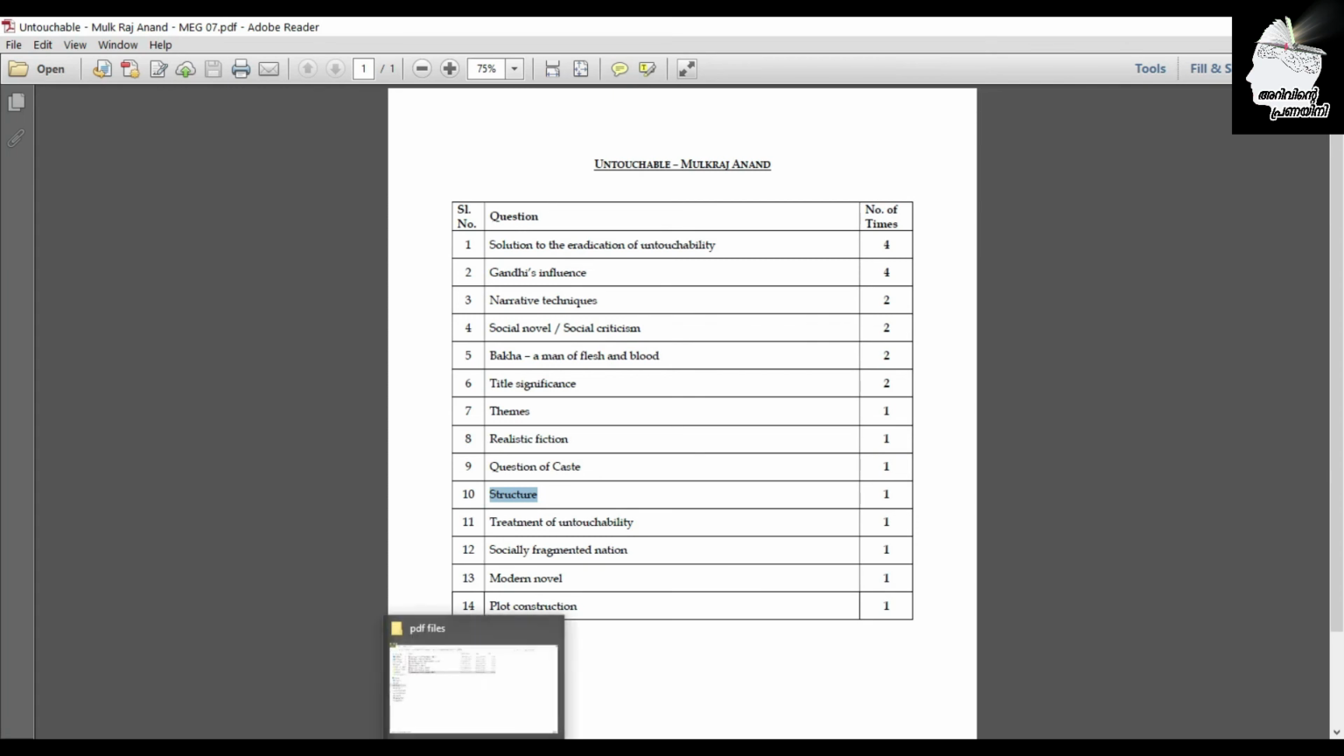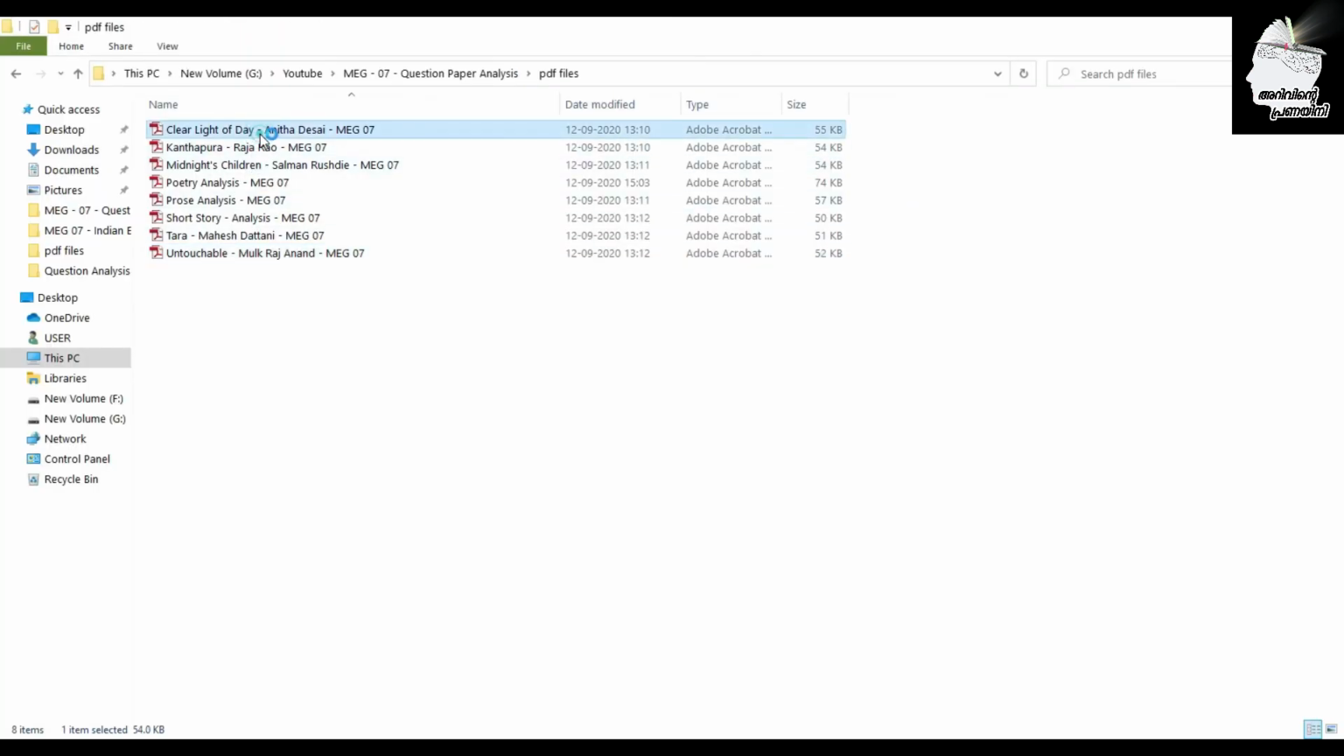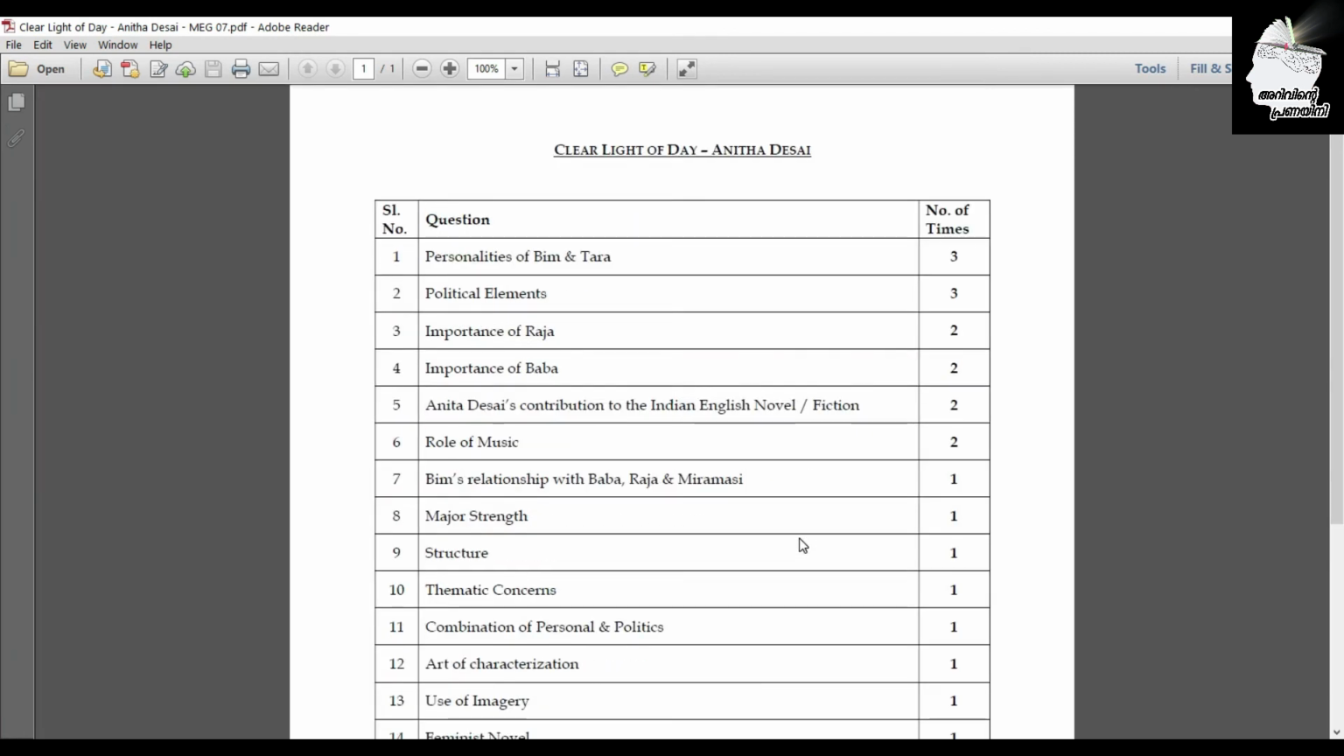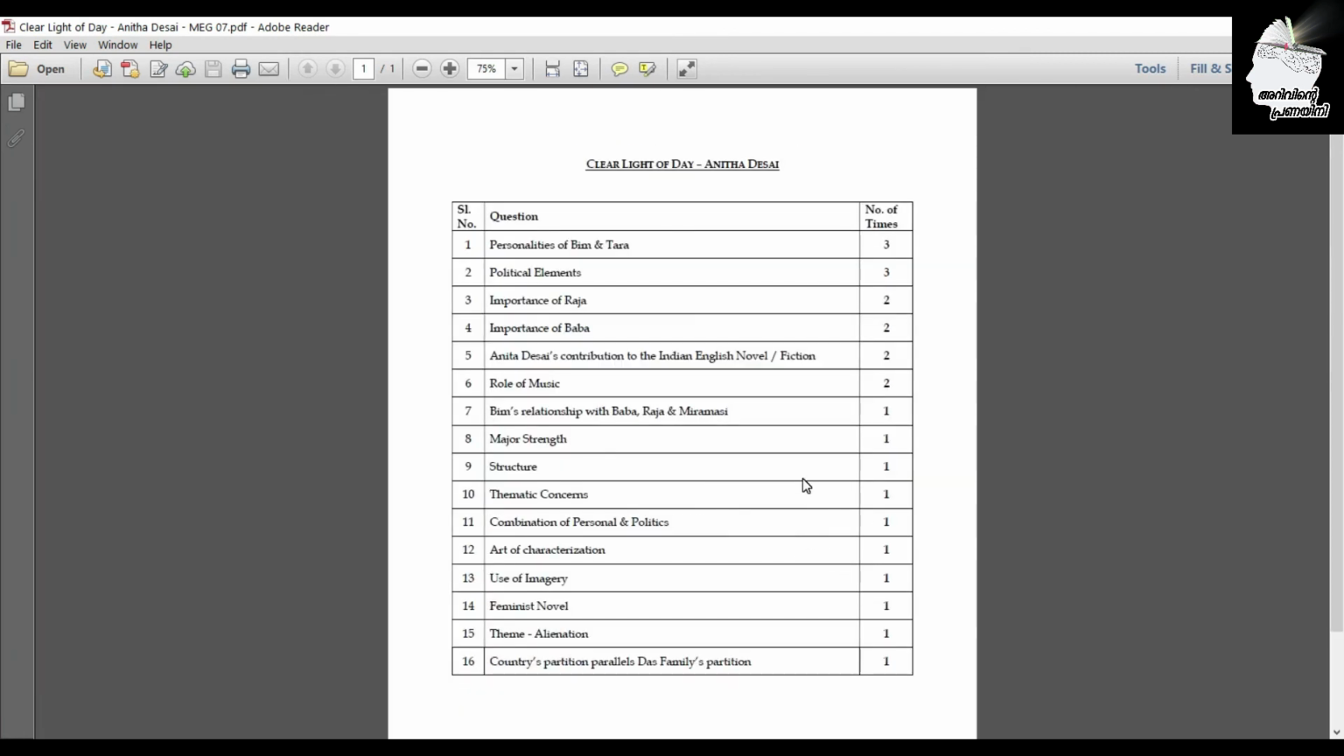And the next important question is Clear Light of Day by Anita Desai, where you can find 16 different questions, and you must be aware of all of them. Prepare small paragraphs, for example on auto characterization, how Anita Desai did the characterization so beautifully, and what the relation is between Bim and Tara, and the differences in their personalities. Likewise all of the questions.